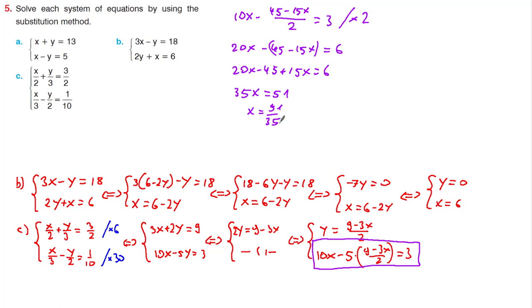Now that we figured out x, we can figure out y by substituting here 9 minus 3x, which will be 3 times 51 over 35 over 2. This is 9 minus 153 over 35, all this over 2.